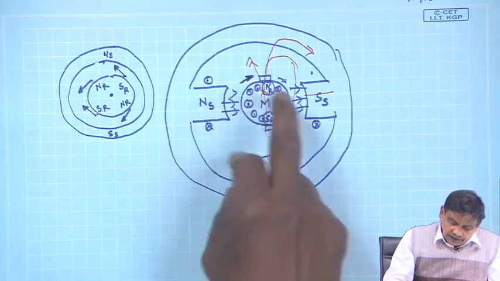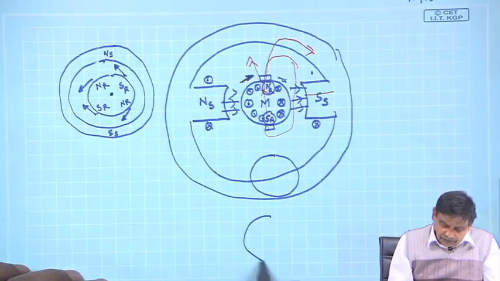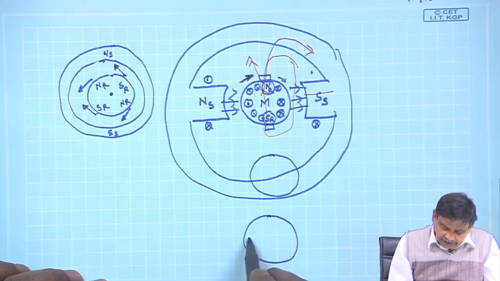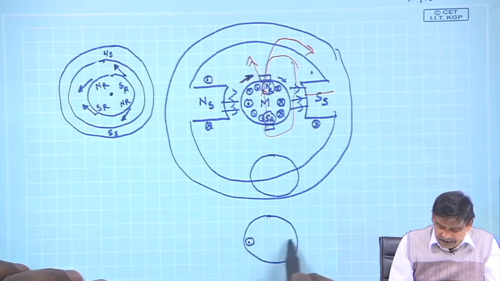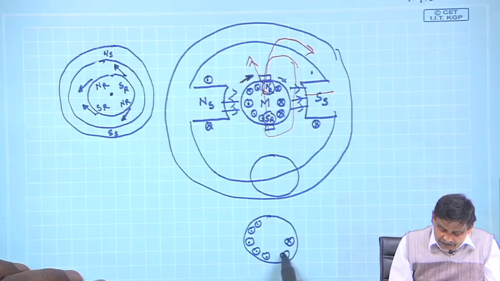As the rotor rotates, there is another interesting thing. If I draw the rotor separately, on this side I am just drawing a single conductor, all conductors on this side are carrying dot current and all conductors on this side are carrying cross current.